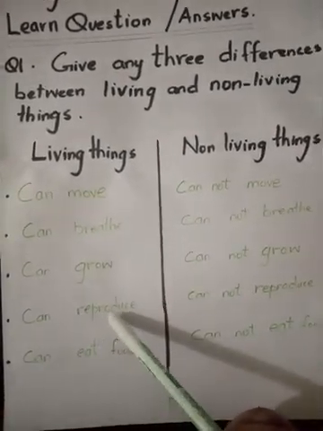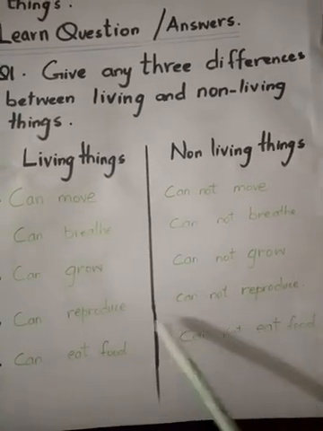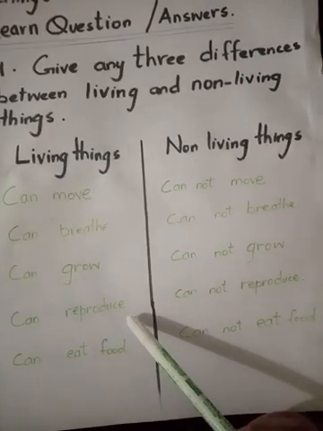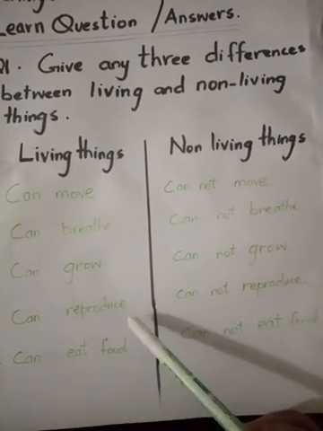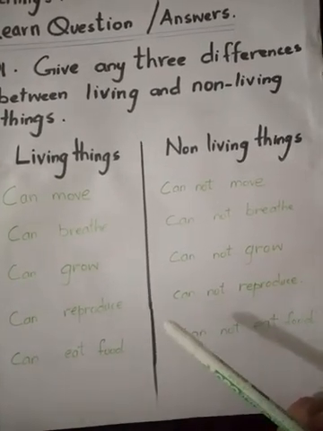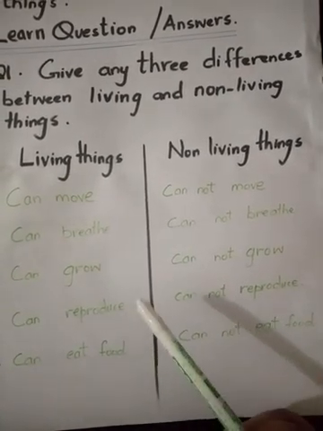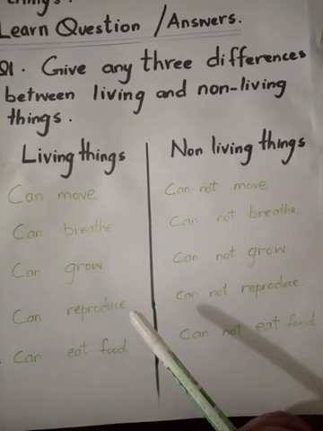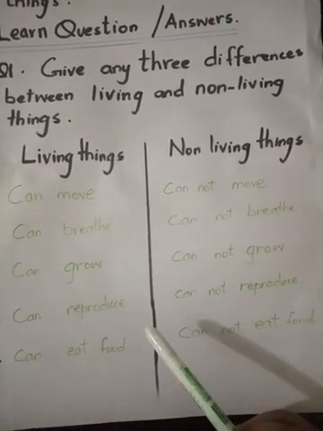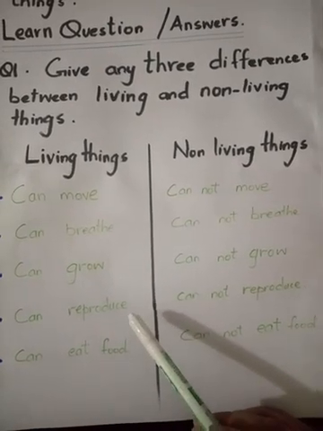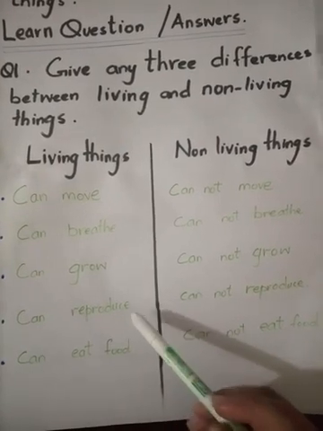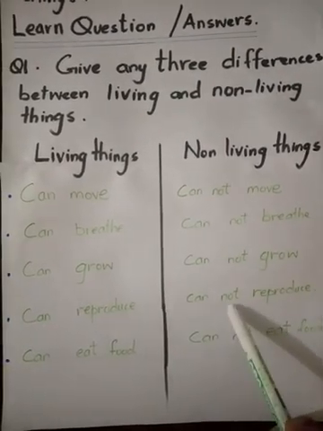Can reproduce, cannot reproduce. Can reproduce means the living things can give their young ones, like the cats and dogs, they give their babies, or the human beings, they have babies, and the plants, they have their babies, the small baby plant that grows up into a tree and reproduces again a new plant. So this is the reproduction that carries on.